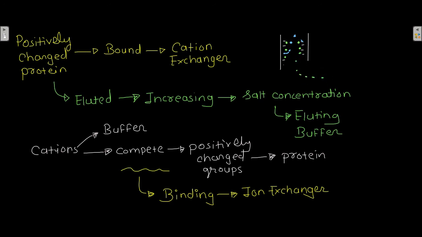Okay, so that is what this statement is suggesting: that the cations in the buffer will compete with the positively charged groups of the protein to bind with the ion exchanger, and that is how the positively charged proteins will be eluted by increasing the salt concentration of the eluting buffer.